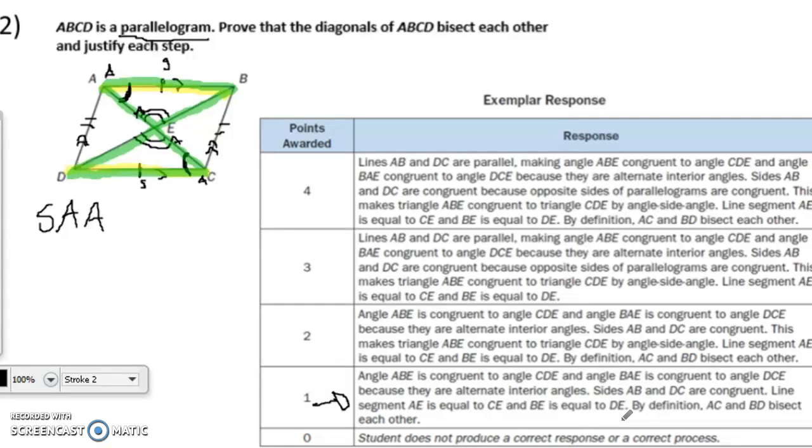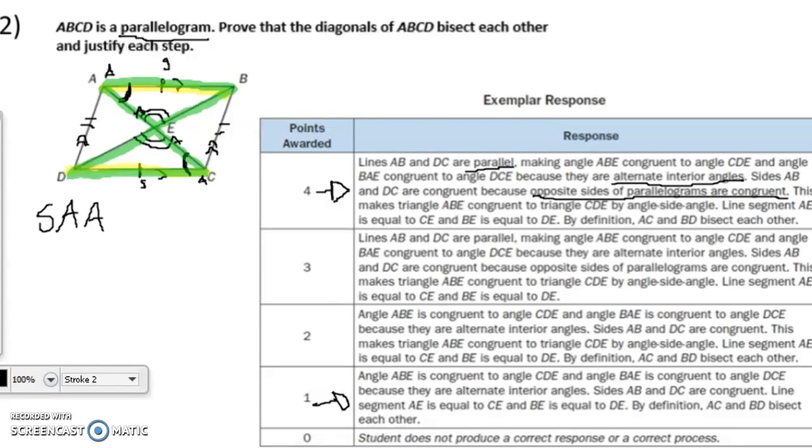So now let's skip and read the 4-pointer. This would be maximum credit. Line AB and CD are parallel, making angle ABE congruent to angle CDE, and angle BAE congruent to angle DCE because they are alternate interior angles. So again, lots of information here. They supported it with parallel lines and alternate interior angles. Then they said side AB and DC are congruent because opposite sides of a parallelogram are congruent. Again, they're saying the same thing they said below. They're just giving the justification for it.